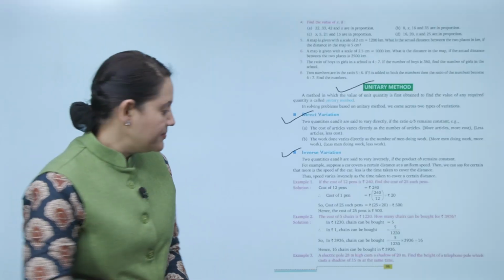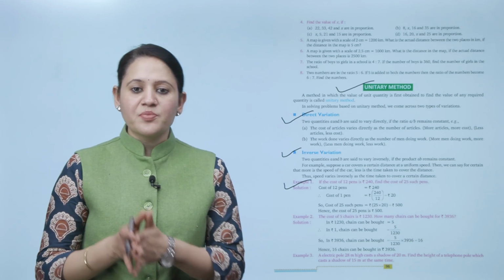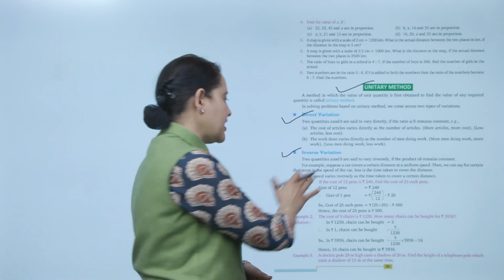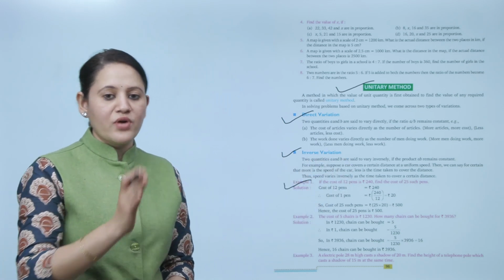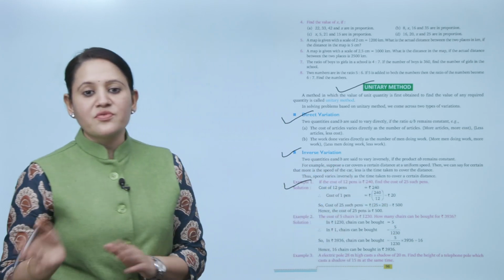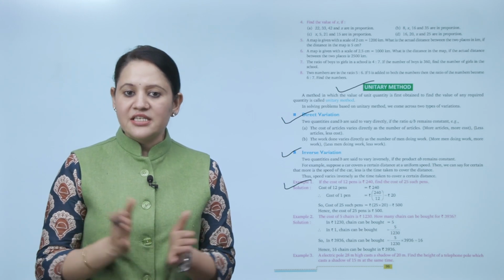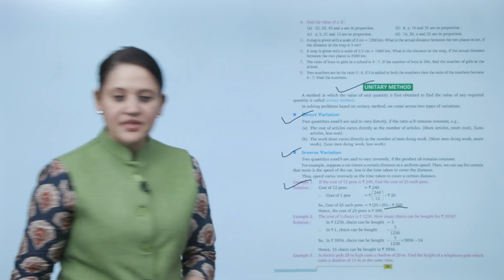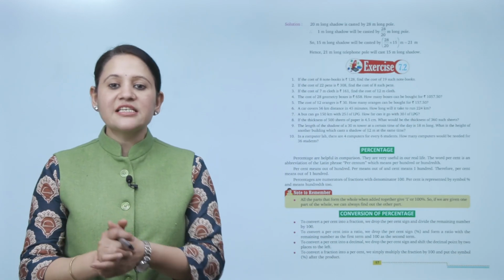Now we'll take an example. If the cost of 12 pens is rupees 240, find the cost of 25 such pens. So cost of 12 pens is given, that is rupees 240. Here we'll use the unitary method. First we'll find the cost of one pen, that is 240 upon 12, that is rupees 20. So cost of 25 such pens is equal to 20 multiplied by 25, that is equal to rupees 500. Clear? Next is exercise 7.2.